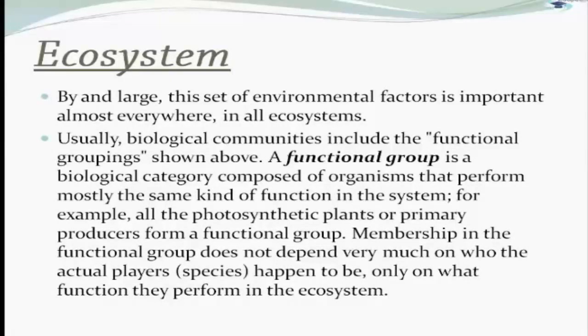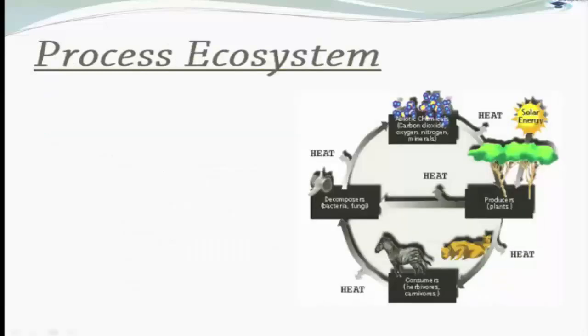A functional group is a biological category composed of organisms that perform mostly the same kind of function in the system. For example, all the photosynthetic plants or primary producers form a functional group. Membership in the functional group does not depend very much on who the actual players, or species, happen to be, only on what function they perform in the ecosystem.